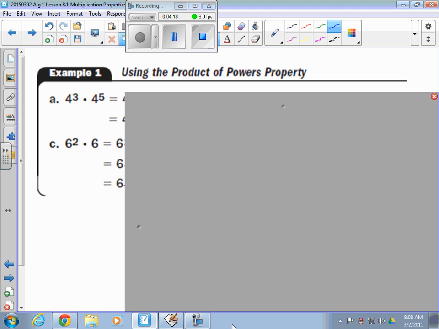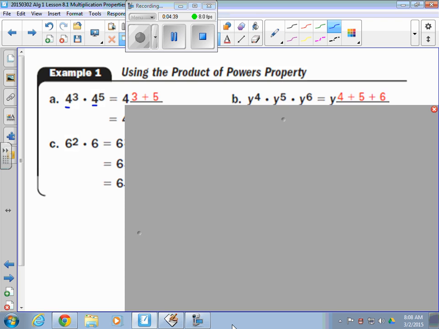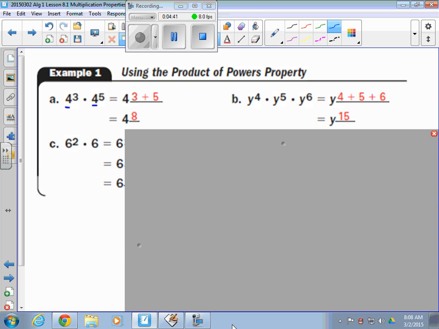Example number 1 is using the product of powers property. This is the most simple property in action. 4 to the 3rd times 4 to the 5th. Notice your bases are the same, 4 and 4. So do we add the exponents or do we multiply? This is when you add them because you're not raising a power to a power. So you're going to have 4 to the 3 plus 5, which is 4 to the 8th power.